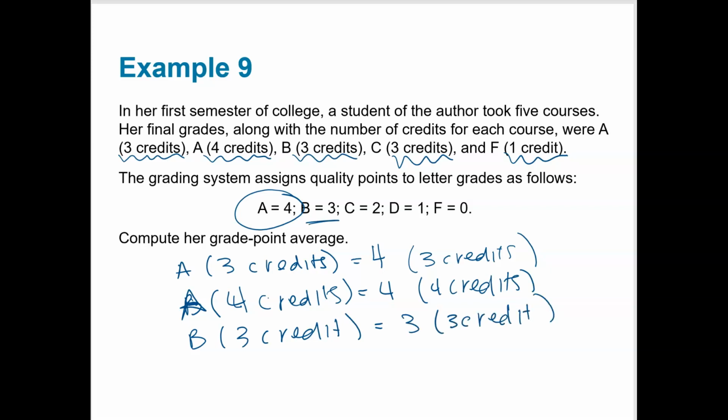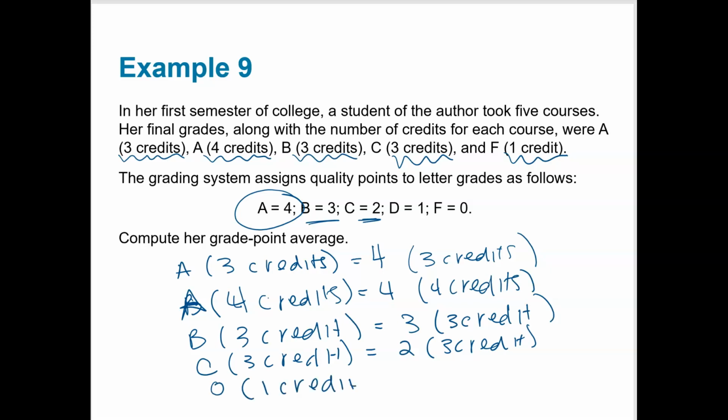And then she got a C. So she got a C in a 3 credit class. So that's worth 2 points in a 3 credit class. She got an F, ouch, in a 1 credit. Okay, maybe she didn't care that much. So, oops, I did it there. 0, 1 credit.